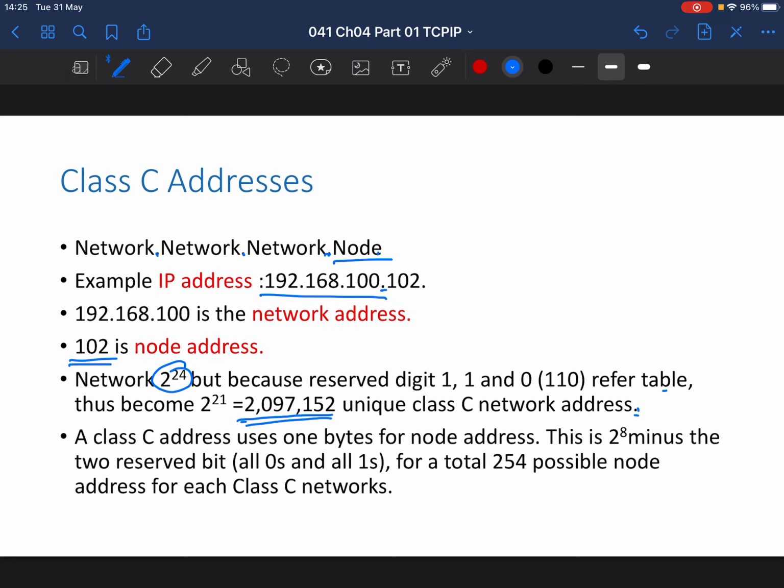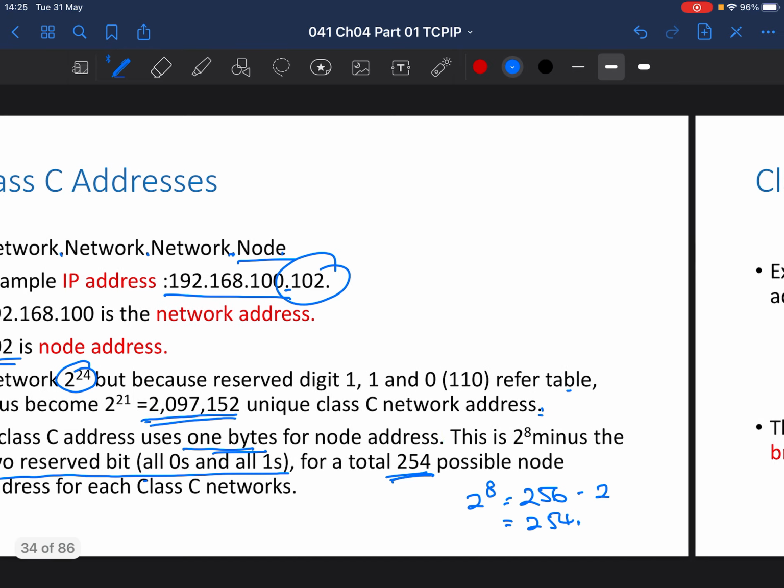A Class C address uses 1 byte for the node address, only 1 byte. This is 2 to the power of 8 minus the 2 reserved bits, for a total of 254 possible node addresses for each Class C network. So 2 to the power of 8 equals 256, minus 2 reserved bits. So you got 254. So that is the Class C address.